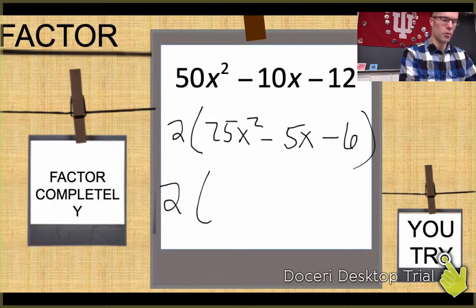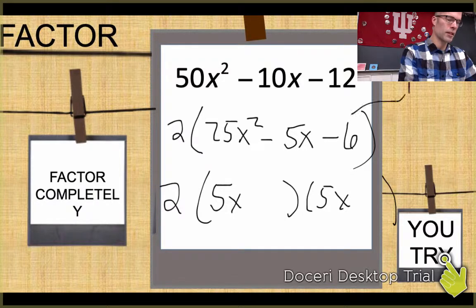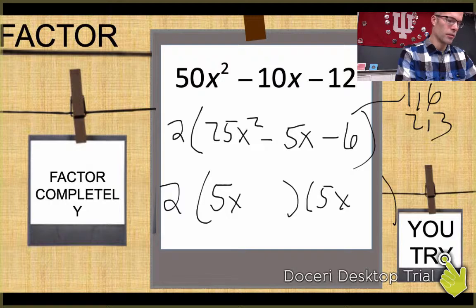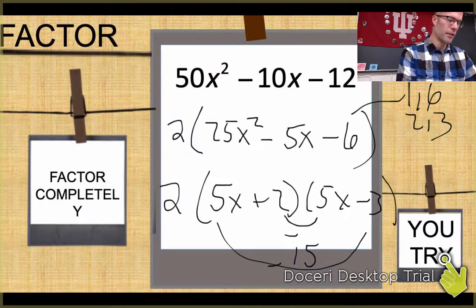So 25 is 1 and 25, or 5 and 5. So I'll put the 5x here, put the 5x here. For 6, you got 1 and 6, and you got 2 and 3. So if we try to do this here, we want to get a negative 5x. So let's see here, if I put this negative 3 over here, and I put this plus 2 here, that would give me a negative 15. That would give me a positive 10, which gives me my negative 5.